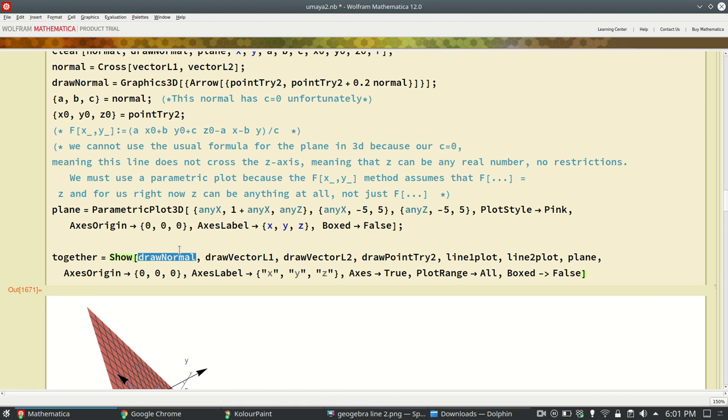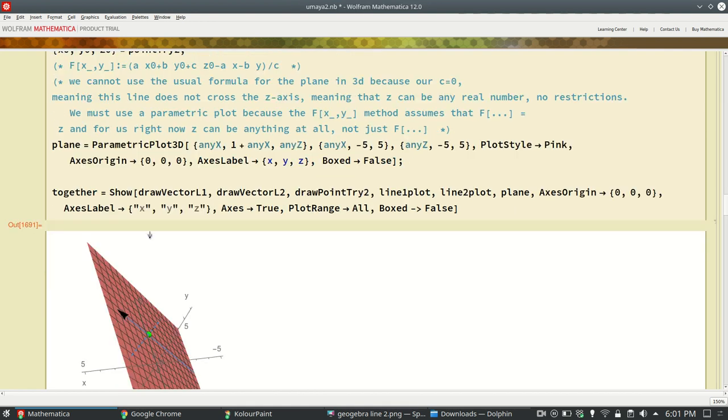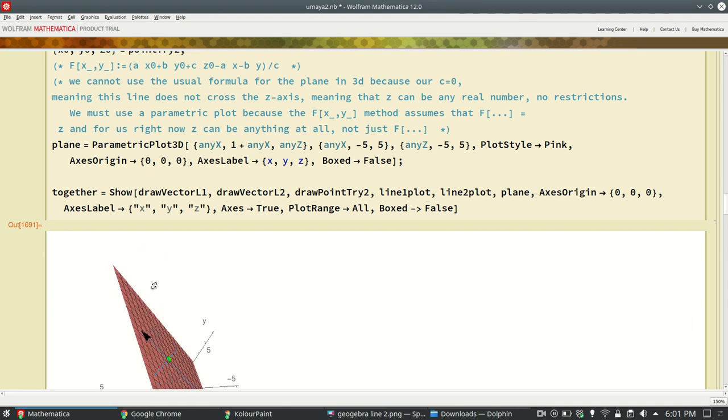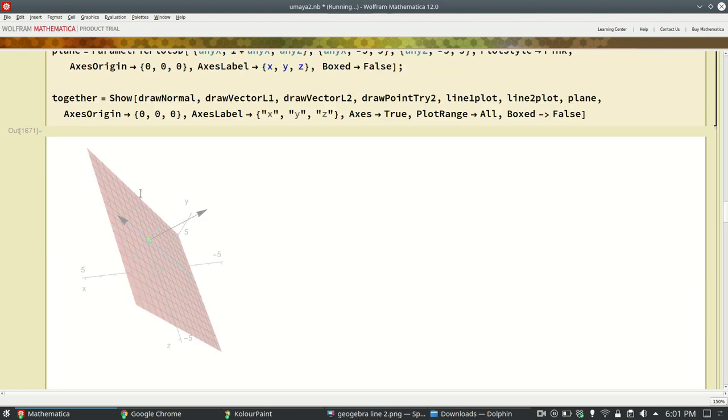I guess you don't have to draw the normal. If you don't want the normal to be there, you can just delete that and then press Shift Enter, and then you'll have the plane without the normal. I like to draw the normal, though, because I think it looks cool. I forgot what it was called. Oh, draw normal. All right, yeah. I think the normal looks cool.